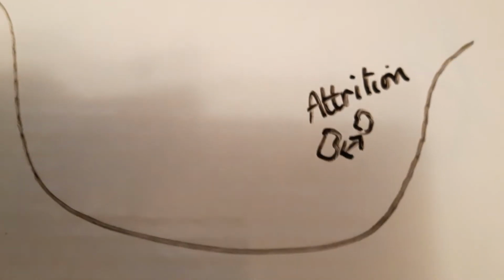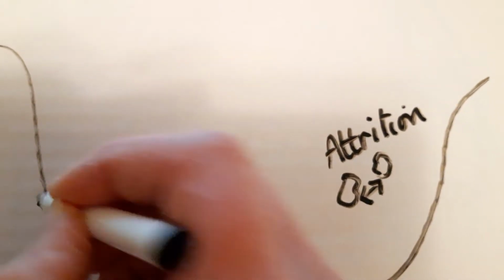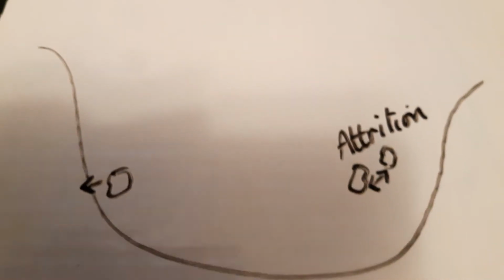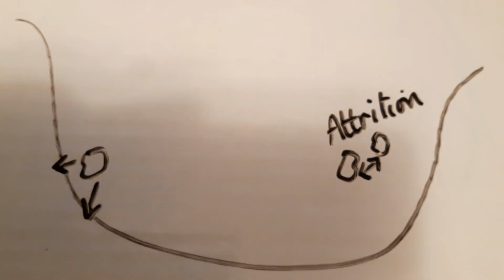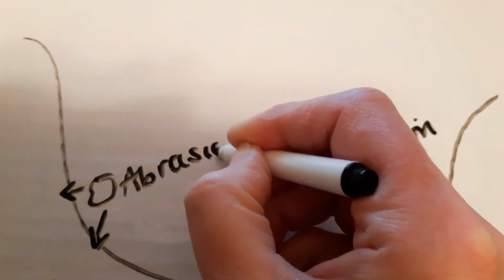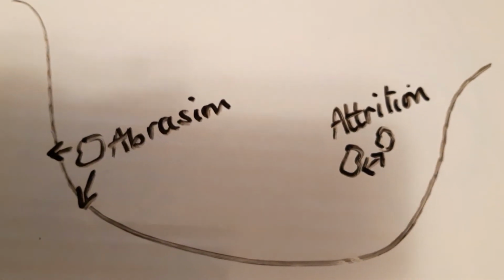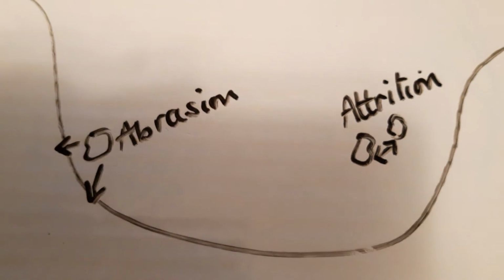Those rocks in the river have also got another job. Sometimes they can bash into the side of the river bank, or the bottom of the river bed, and they wear it away. Okay, and that is called abrasion. You might have heard the word abrasive. If something's abrasive, it wears away. Well, abrasion is when a river's doing that.